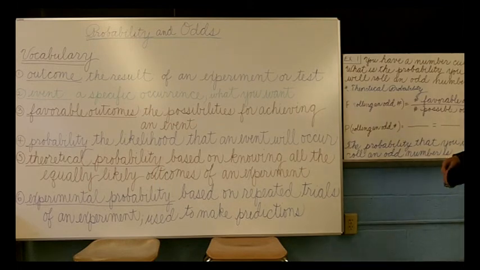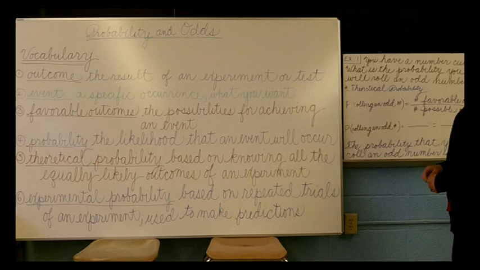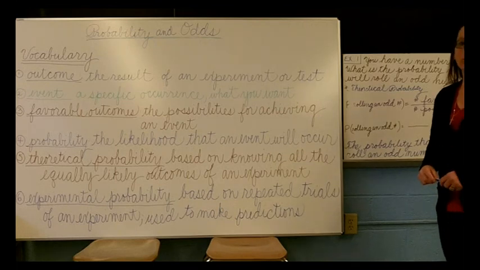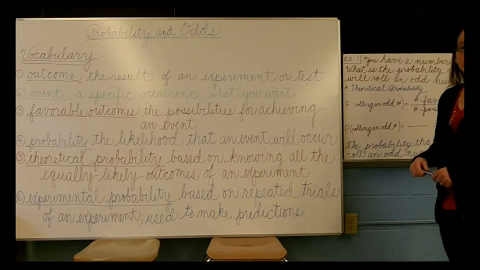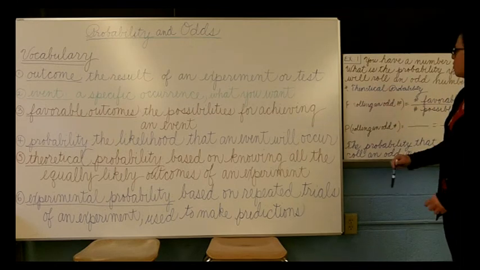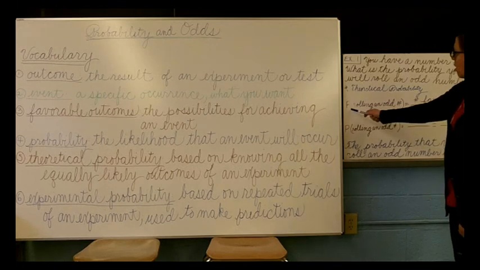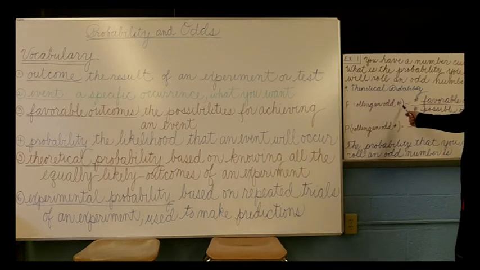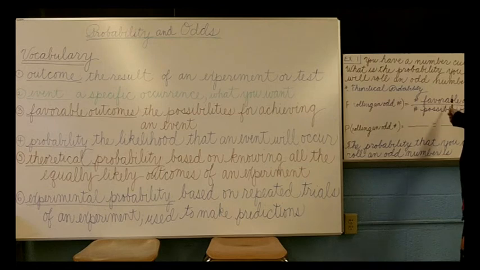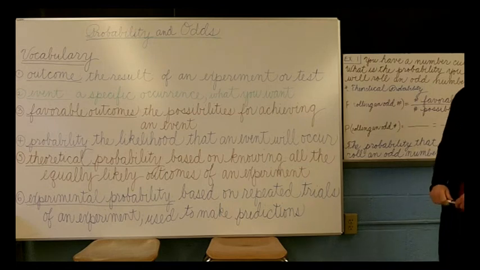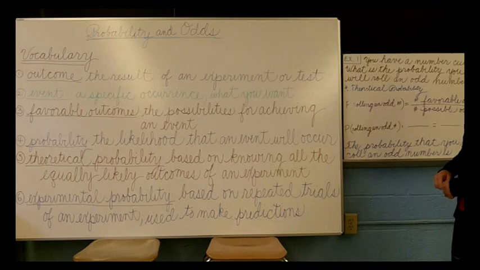Here's our first. You have a number cube. What is the probability that you will roll an odd number? So here's an example where we are going to use a formula for theoretical probability. Just to remind you of what that is, our event is rolling an odd number, and our formula is going to be the number of favorable outcomes over the number of possible outcomes.